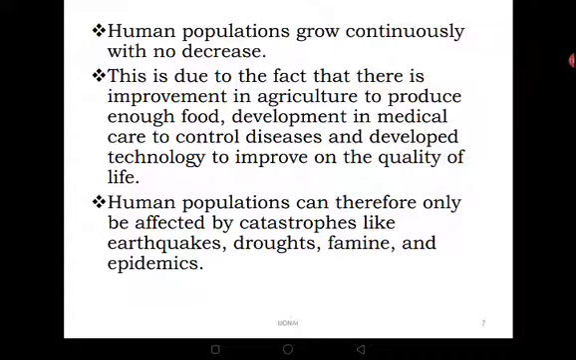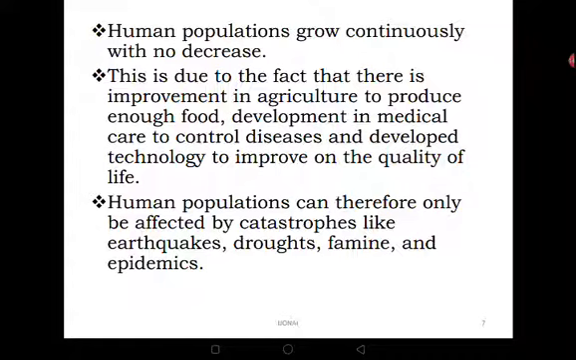Well, this is because of the fact that there is an improvement in agriculture to produce enough food. So there is enough food. Surely, if there is enough food to eat, why wouldn't you grow? Why wouldn't you produce? Then there is a development in medical care to control disease. There's a lot of research in medicine. And many of the diseases that used to affect humans are now well controlled. Some of them are even vaccinated against.